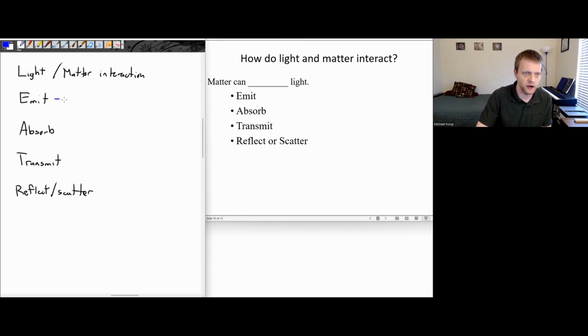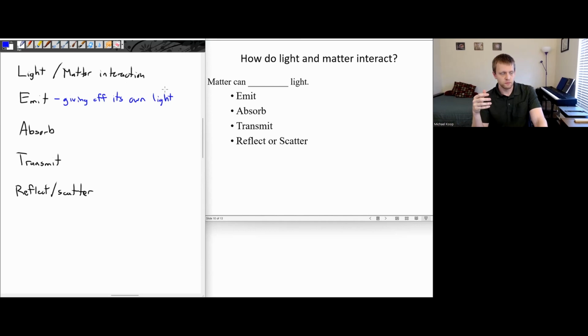Emitting light, so it's giving off its own light. What are some examples of this? Well, what about a light bulb? If I have a dark room and I turn on a light bulb, that is giving off its own light. It's not reflecting or getting its light from some other source. It's emitting its own light. Your computer or phone screen gives off its own light. A fire, a flame, will give off its own light. The sun gives off its own light.